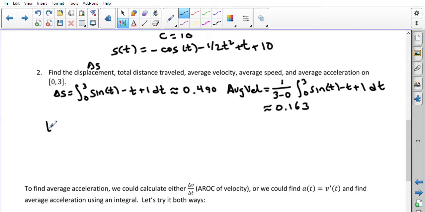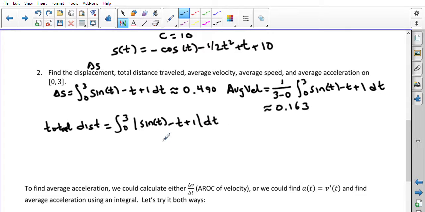Total distance. Yeah, that's total distance, excuse me. Total distance is going to be the integral from 0 to 3 of the absolute value of sine of t minus t plus 1, absolute value, dt.